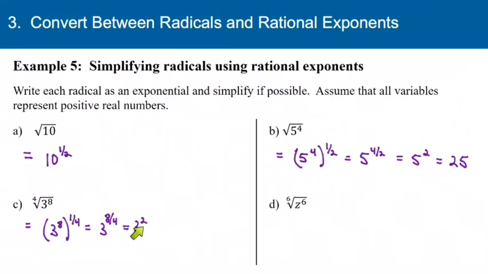So 3 to the second power is just 9. See how going through the exponents helped us get to the final result much easier than if we tried to just do it the way it's written.